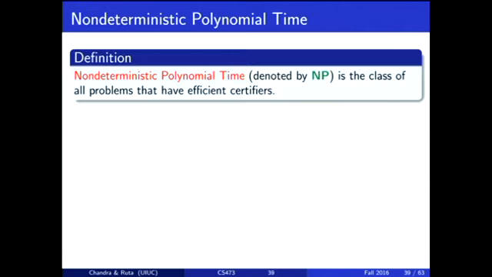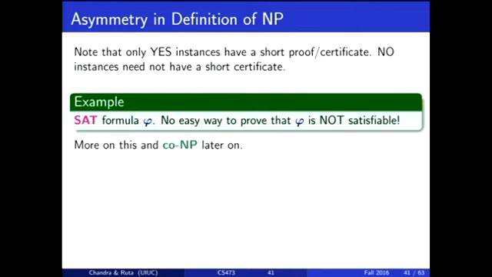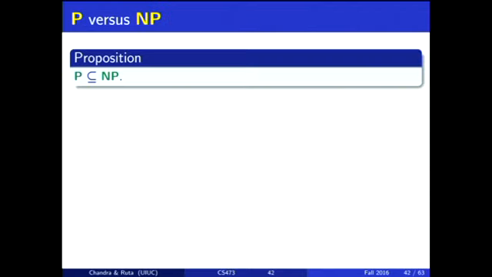Non-determinism. This asymmetry is important. Okay. So now let me make some simple observations. P is a subset of NP. What does it mean? Every problem in P is also in NP. Why is that?